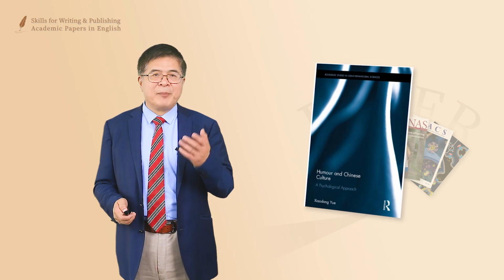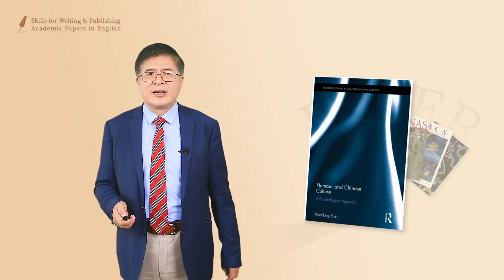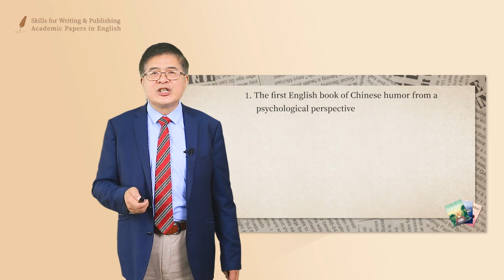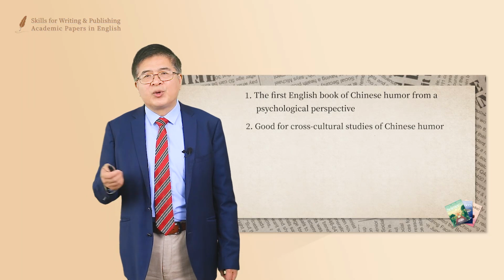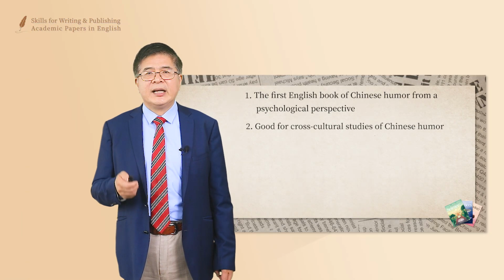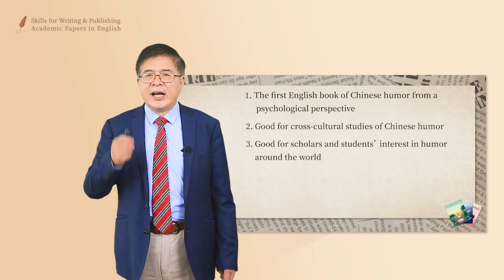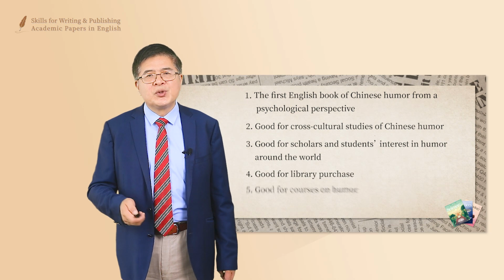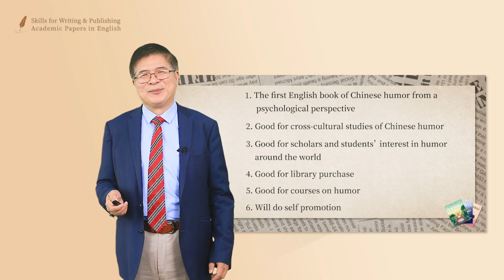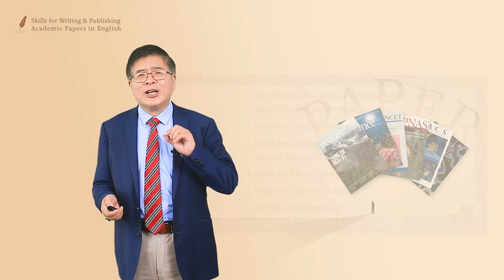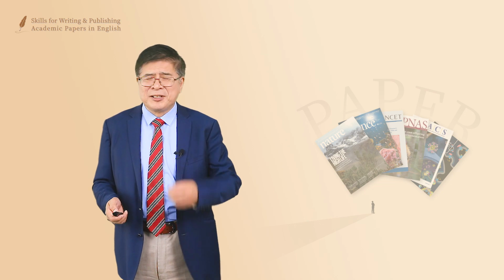Now here I give you an example of my book. It's called Humor and Chinese Culture: A Psychological Perspective. Now, what credits does this book have? It's the first English book on Chinese humor from a psychological perspective, and it's good for cross-cultural studies of Chinese humor, and it's good for scholars and students interested in humor around the world, and it's good for library purchase, and it's good for courses to be taught on humor. And I also said I would do the self-promotion for the book, and this is why the book was published and I don't have to pay a single dime for the book. I'm expecting the royalties from the book.